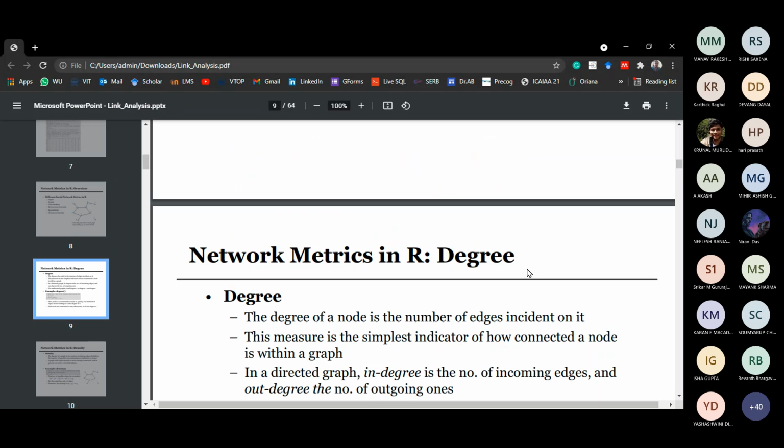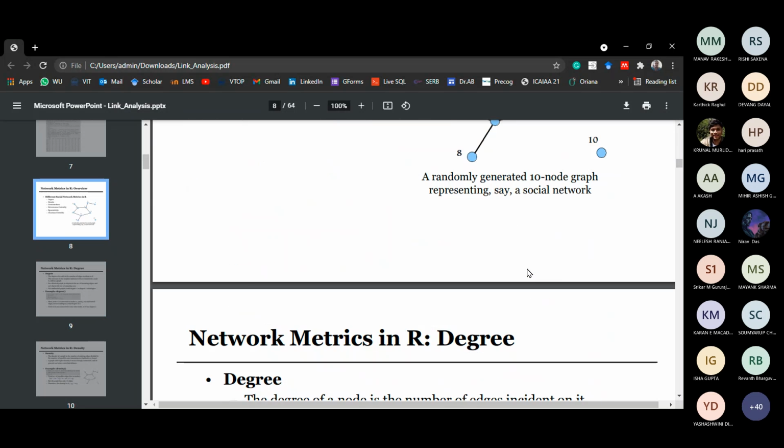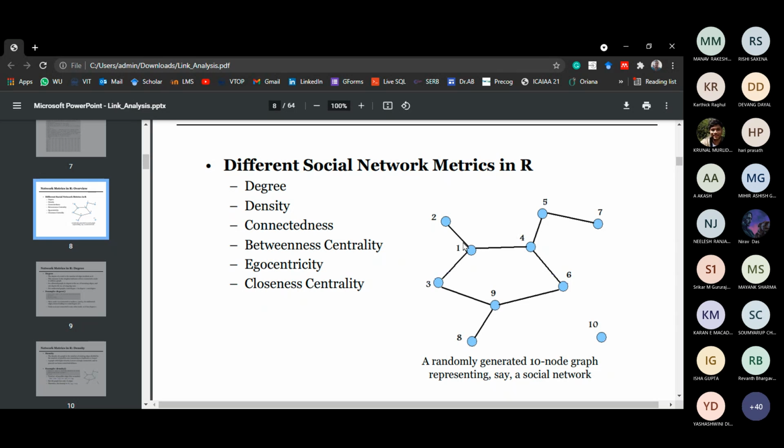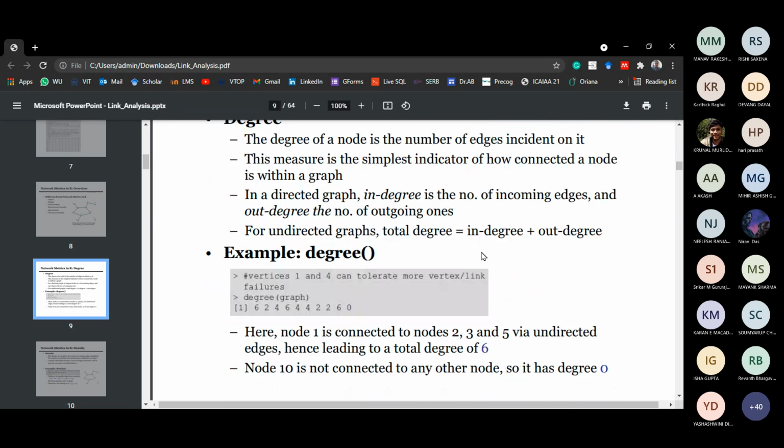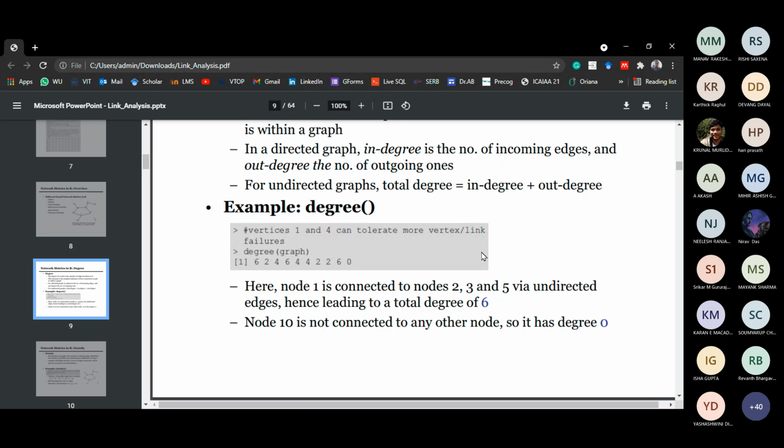So now what is the degree of 1? How many connections does 1 have? 1, 2, 3. So the degree of 1 is 3. What is the degree of 2? Only one connection. So 1. In this way, given a social network, you don't think of it as a graph now. You see it as a social network where each node is a user. How many connections does user 1 have? 2 has 3, 4, 5, 6. So if you want to find the degree, in R programming you will give degree of the given graph.